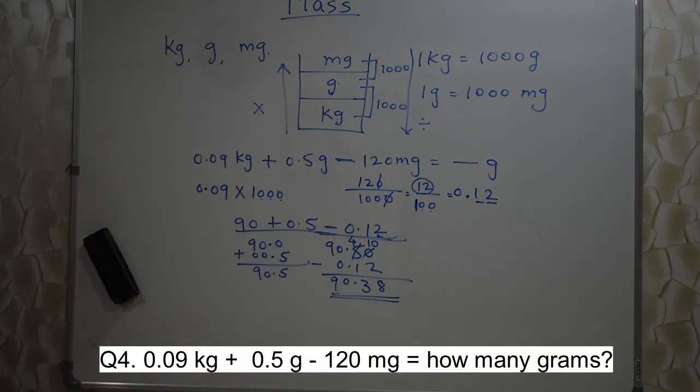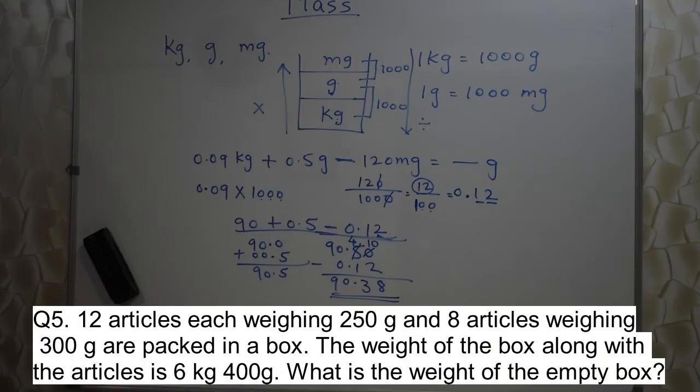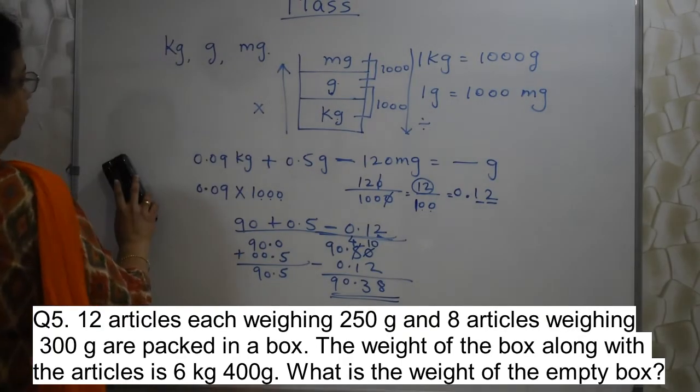Okay, let's go ahead with the next sum. 12 articles each weighing 250 grams and 8 articles each weighing 300 grams are packed in a box. The weight of the box along with the articles is 6 kg 400 grams. What is the weight of the empty box? Very interesting.